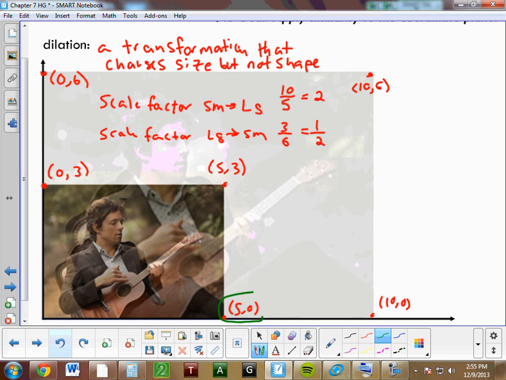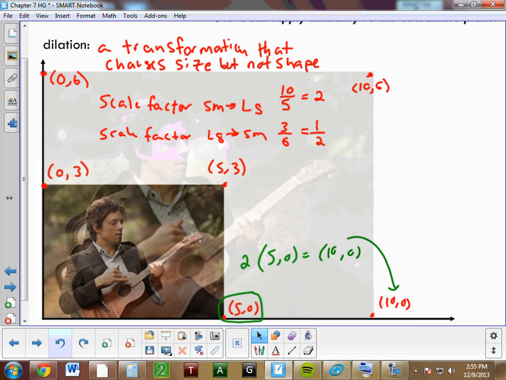So if you take a look at this coordinate, I could take 2 and multiply it by 5, 0, and I should get 10, 0, which is that coordinate. So that just shows you a little bit about what a dilation is. We're going to use this in some examples and show how you can take these transformations and apply them to the coordinate plane, get some scales, and that's pretty much it.